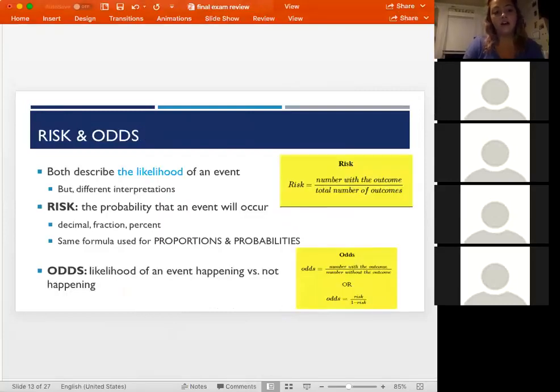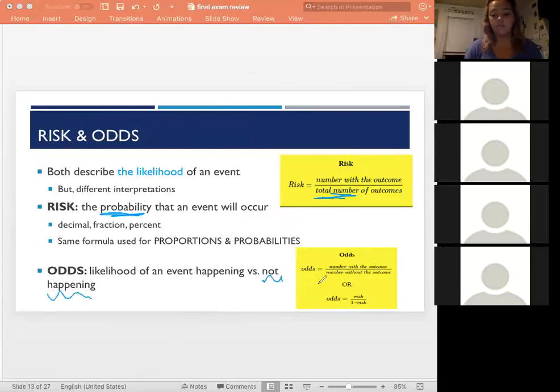All right, risk and odds. So getting into probability, because I know everyone loves probability. So fun. Risk and odds are both describing the likelihood of an event, which kind of messes some people up, I think. But you do need to keep in mind they are talking about different things. They are interpreting the likelihood of an event in different ways. So risk is basically the same thing as probability. It's just saying the probability that an event will occur in general, so you use this equation here: number with the outcome divided by the total number of outcomes. But the difference between that and odds is that odds compare it to the event not happening, which is why our denominator is the number without the outcome.